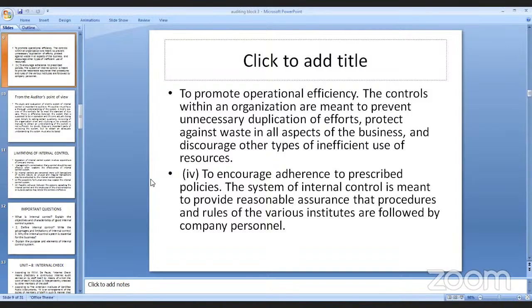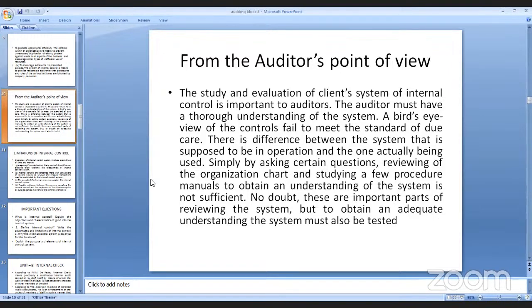Next, to encourage the prescribed policies. So the system of internal control, the main aim is to encourage the procedures and rules that must be followed by the various company and persons involved in that company. So from the auditor's point of view, internal control means to study the evaluation of the client system. Who will be the client here? The business organization will be the client.